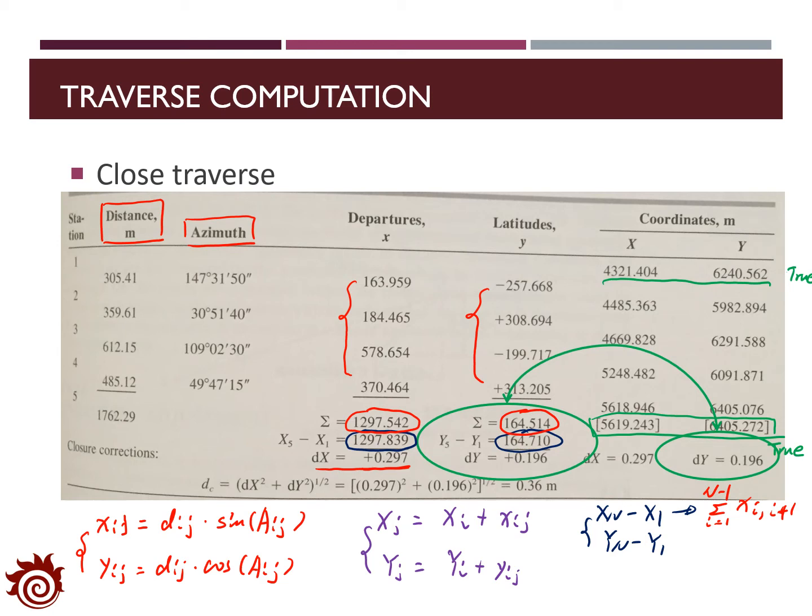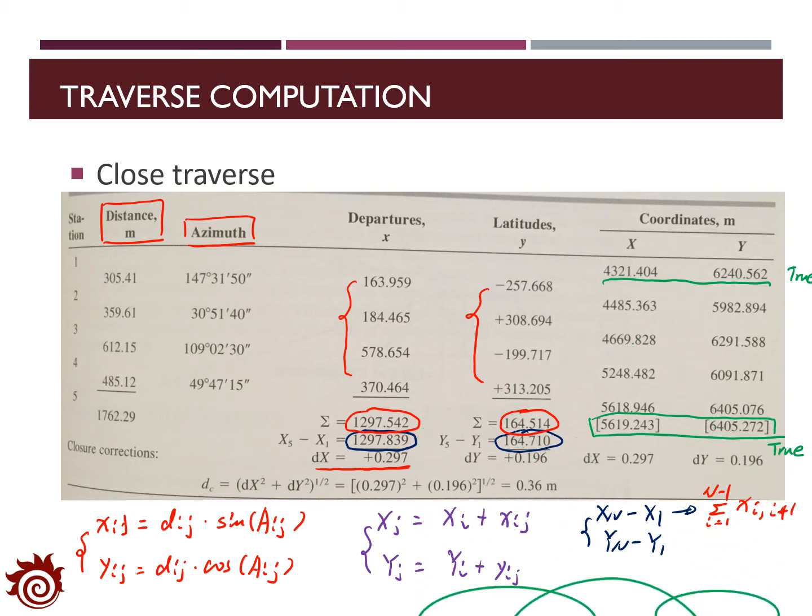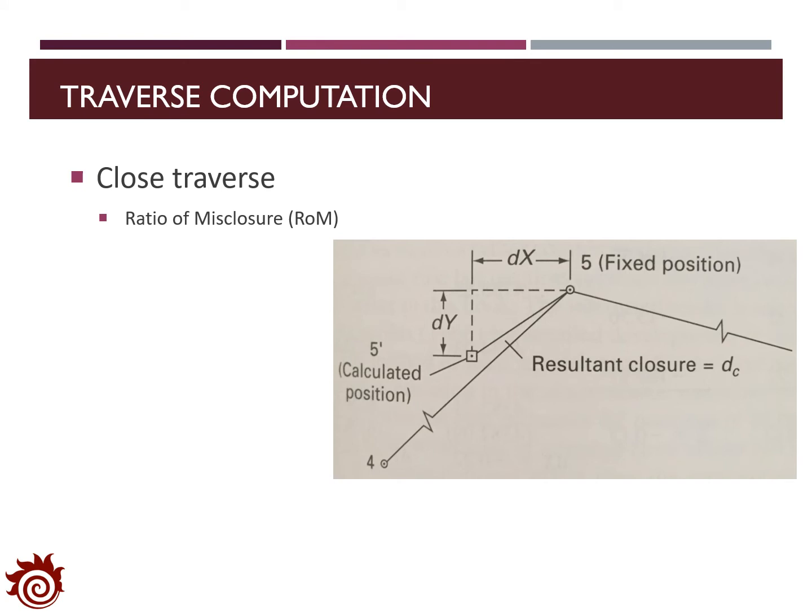So this would be the coordinates for the departure and the latitude. We also want to know the total closure error. So we have to call the formula here, dc equal to the square root of dx squared plus dy squared. With that one, we can find out the combined effects from the closure error at x and the closure error at y. For this example, the total closure error is 0.36.